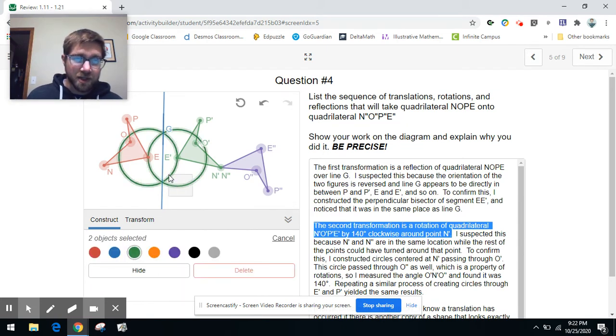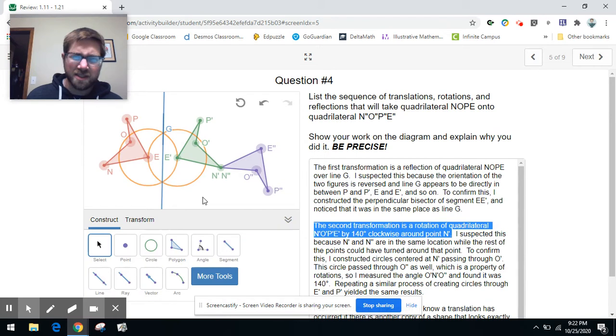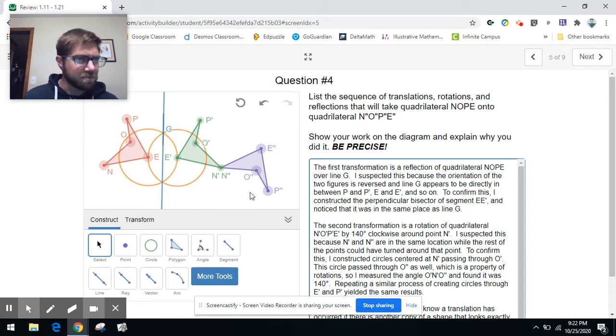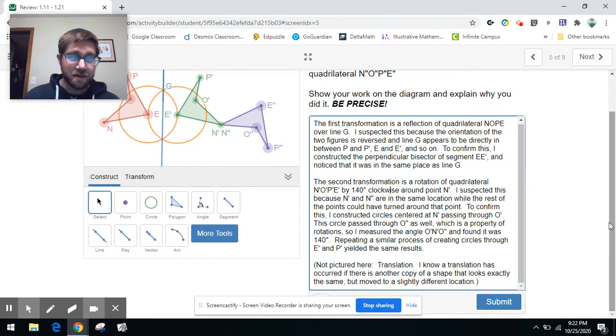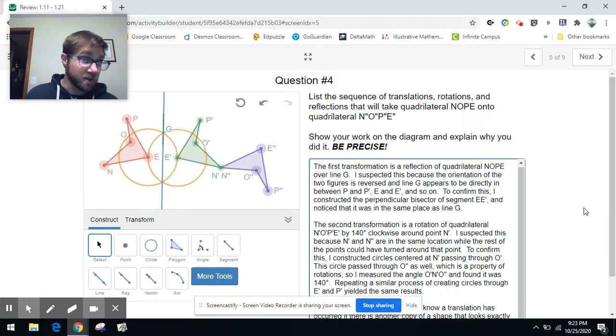So I'm going to color those circles so I don't try and use them again, but I still want you to see them. Okay. The second transformation, again, I'm pretty sure it's around N prime because that point didn't move. That point didn't move anywhere, but all the other points did turn around the shape some amount. Definitely also not a translation because translations create a shape that is exactly the same, just in a slightly different location. It's just slid over or slid up or down, left, right. Anyway, this looks like it turned around though, around point N.